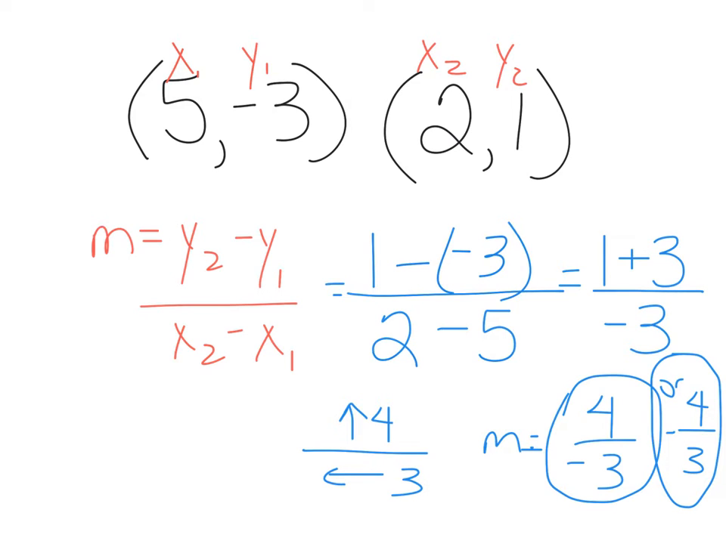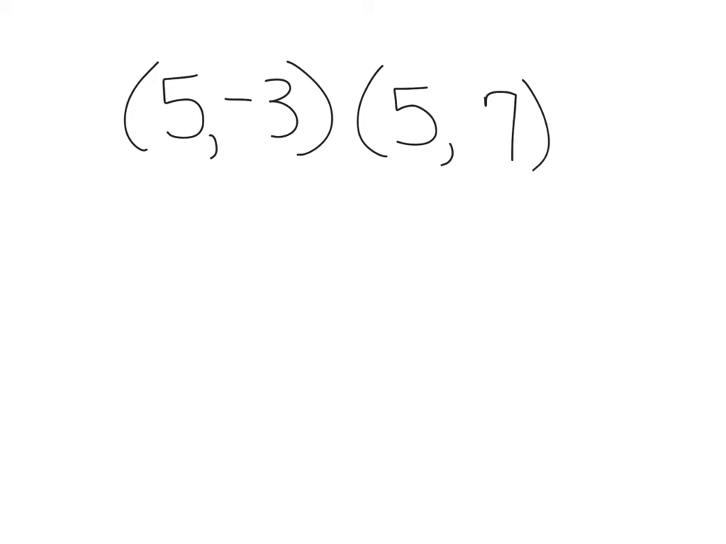So let's move on to the next one. All we did was use the formulas and substitute. All right, so I have a very similar one. I have (5, -3) and (5, 7).